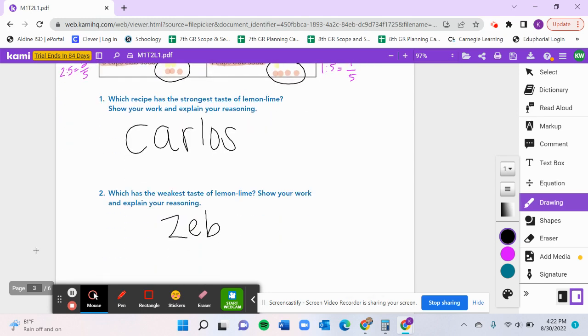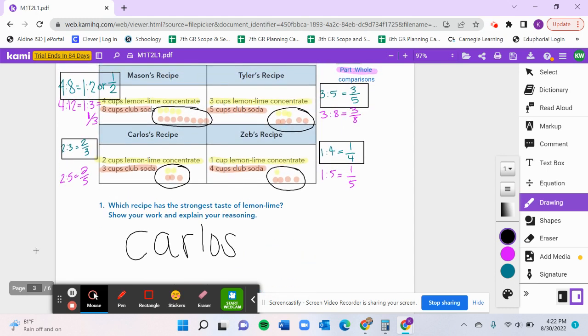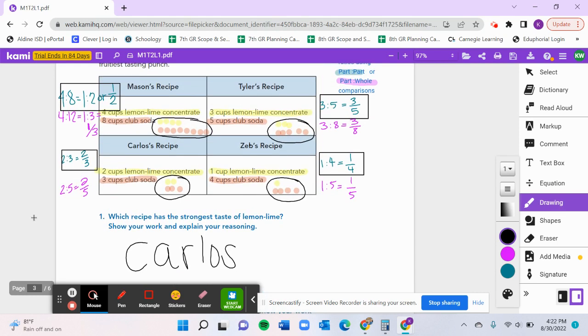And for number 2, which has the weakest? That was Zeb. Zeb has the weakest. That ratio was 1/4 when I compared it part to part. Now, before moving on to the next question, I want you to think about this. The person that has the most lemon lime concentrate, do they automatically have the strongest taste of lemon lime? Think about that. Pause here.